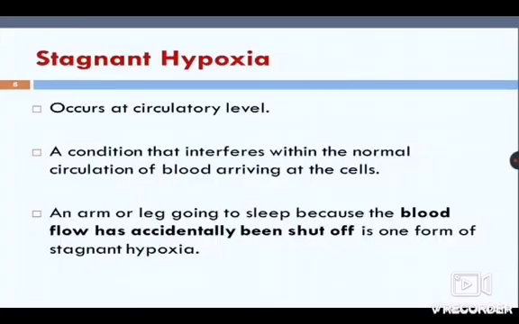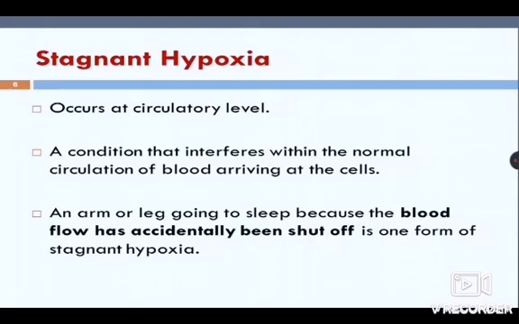The next type is stagnant hypoxia. This occurs at circulatory level. The ventilatory function is not affected, but the circulatory function is affected. It is a condition that interferes with the normal circulation of blood arriving at the cells. An example of this is an arm or leg going to sleep because the blood flow has accidentally been shut off, which is one form of stagnant hypoxia.